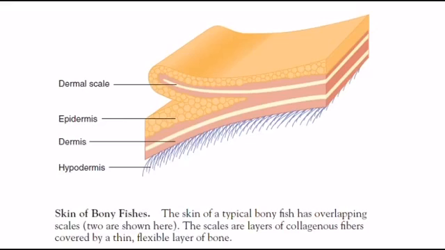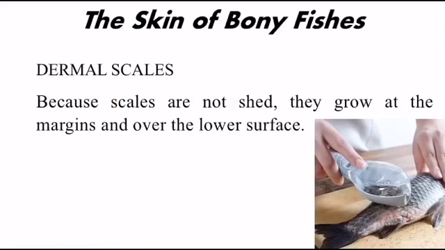The skin of bony fishes. The skin of a typical bony fish has overlapping scales. The scales are layers of collagenous fibers covered by a thin flexible layer of bone. So this is the epidermis, and here these are the dermal scales. Because scales are not shed, they grow at the margins and over the lower surface of the fish.